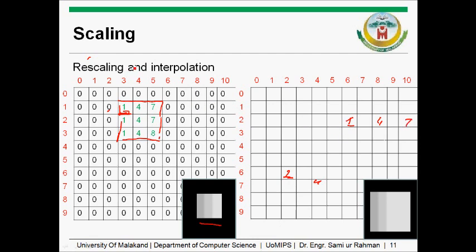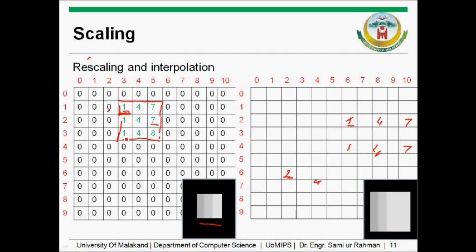Now for this one, 2 and 3, so it will be 4 and 6, and the value is 1. For this one, 2 and 4, so it will be 4 and 8, and the value will be 4. And this pixel position 2 and 5 becomes 4 and 10, and the value is 7.